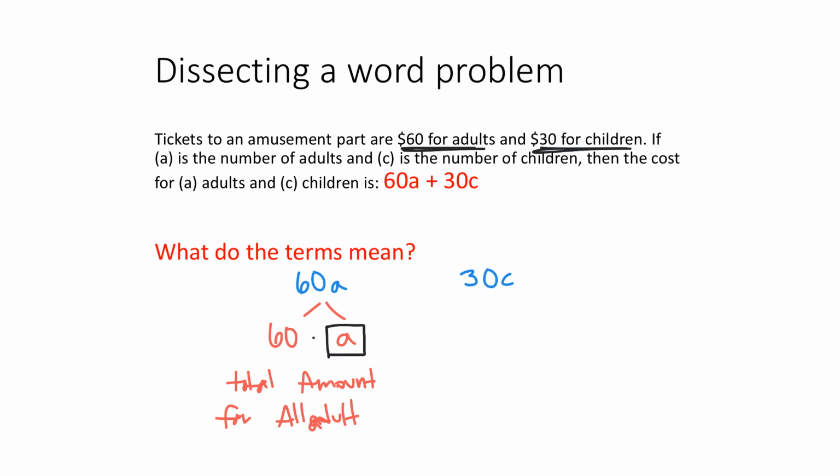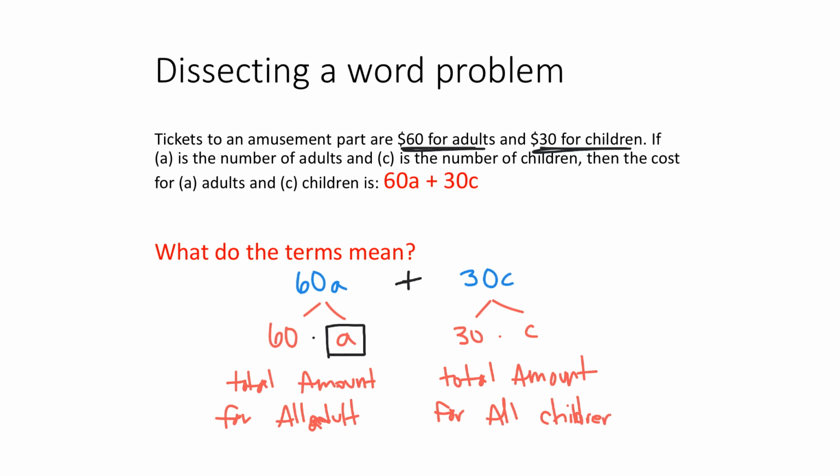And then you're simply adding that with the cost of children, because it's the same idea. You have 30 times C, it's $30 for every child. You tell me the number of children, and I would give you the total amount for all children.